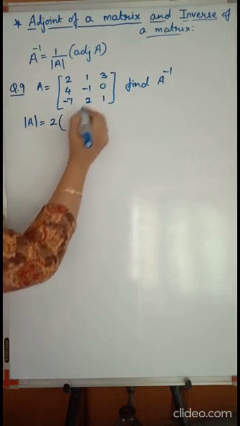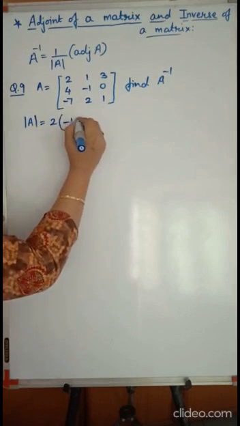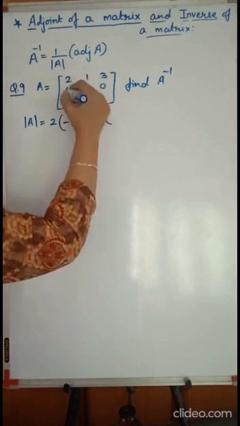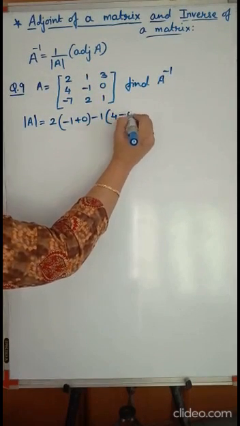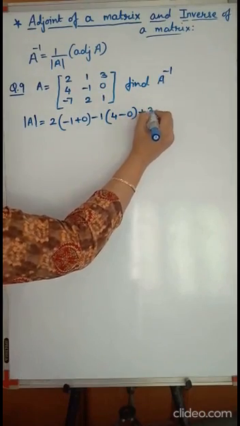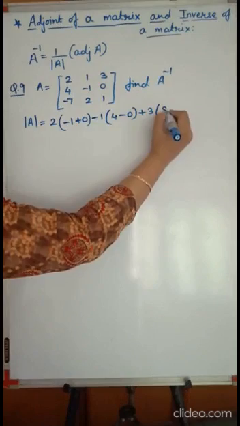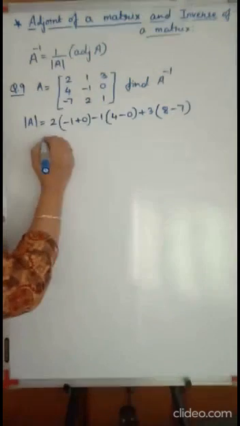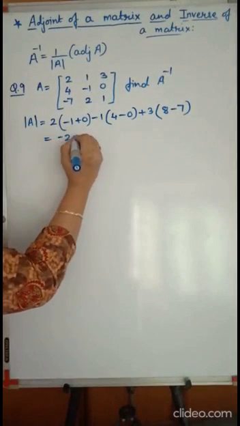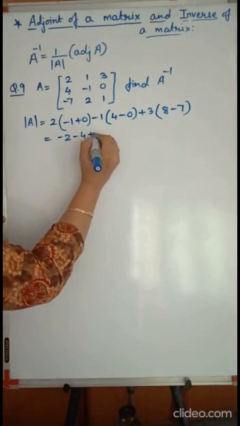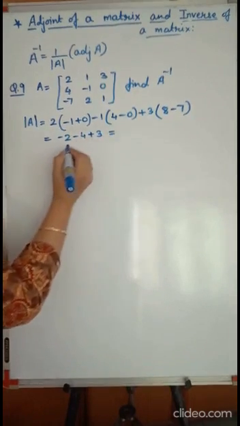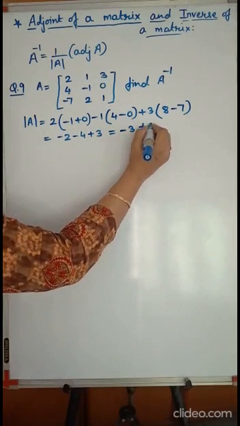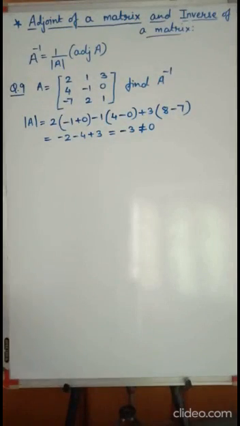So it is 2 times minus 1 plus 0 minus 1. You cancel this 2, you get 4 minus 0 plus 3. You get 4 2s are 8 and minus, so it is minus 7. So this is equal to minus 2 minus 4 plus 3. So what are you going to get? Minus 6 plus 3, it's minus 3. Not equal to 0.